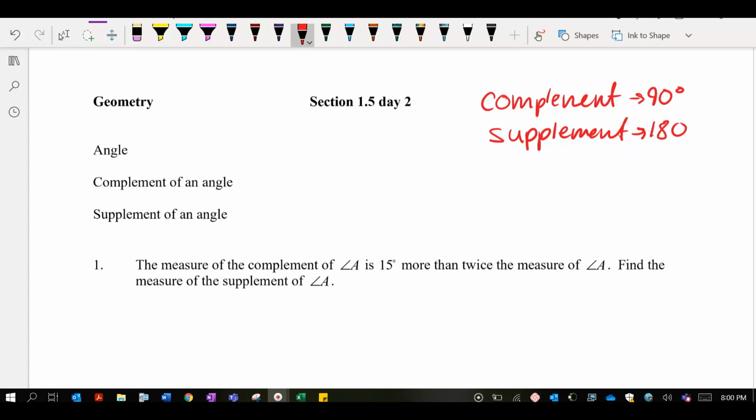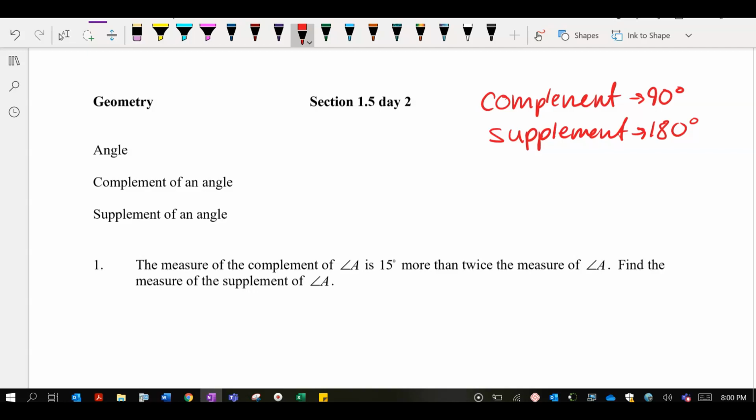Hi everyone, so today in the lesson we are going to be talking about word problems with supplements and complements. Complementary angles, which we learned about yesterday, are when the angle sum is 90 degrees. Supplementary angles are when the sum of the angles is 180 degrees.